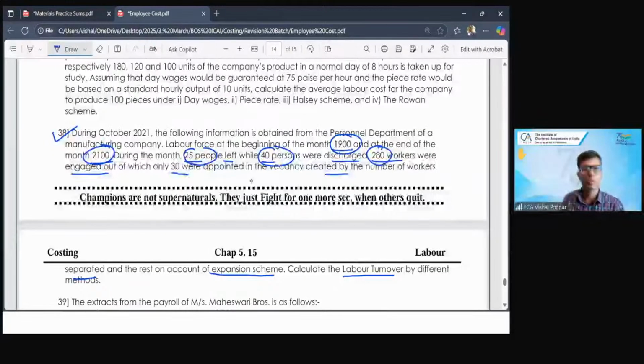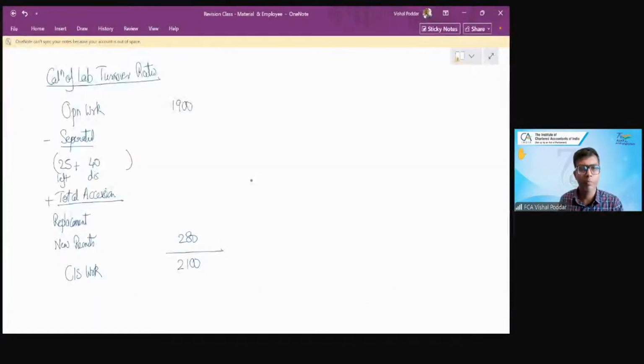Now the breakup of this 280 is, out of which 30 were appointed in the vacancy created and the rest were because of expansion. So 30 are appointed in vacancy created, so they are replacement. And the balance, that is 250, is the new recruits which are coming because of expansion. Now, I know opening, closing, so this I can find out as a balancing figure. So you should always do that.